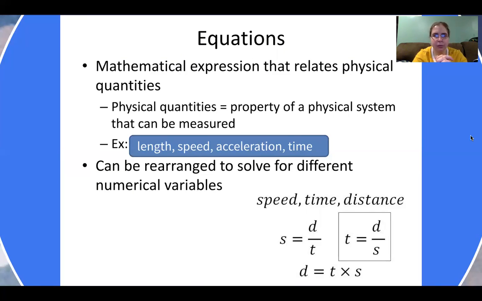Equations can be rearranged to solve for numerical variables. So here we have the speed equation. Speed equals distance over time. I can rearrange it: time equals distance over speed. Rearrange it again: distance equals speed times time. So even though this right here, S equals D over T, is the main speed equation, we can rearrange it to solve for the other variables.